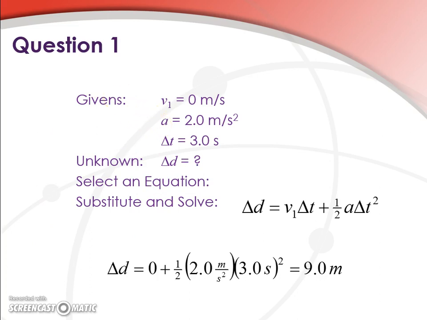Delta d equals v1 delta t plus 1/2 acceleration times delta t squared. Substitute in, and we get 0 for our v1 plus 1/2 times 2 meters per second squared times 3 seconds squared. Cancel our units and get meters, 9 meters.